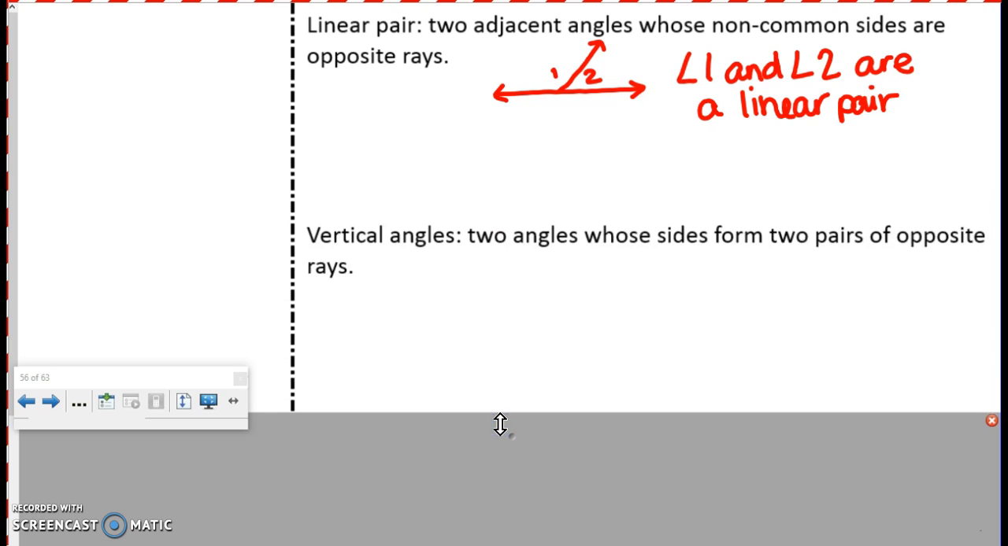Then we have vertical angles. Vertical angles are two angles whose sides form two pairs of opposite rays. So again, the definition's not super helpful. So here's an example.